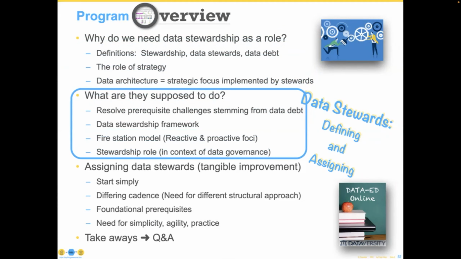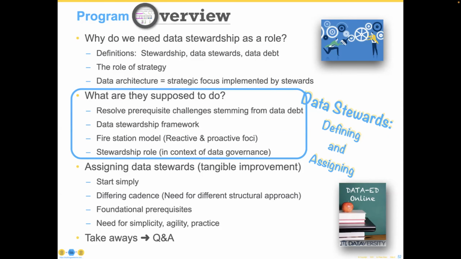Now, as we're looking at what data architects are supposed to do, we're going to talk about how they resolve challenges in the organization, a framework for working within them. I like to describe stewardship as a fire station model because, again, people can relate to that. And we'll talk about a specific role in the context of data governance.